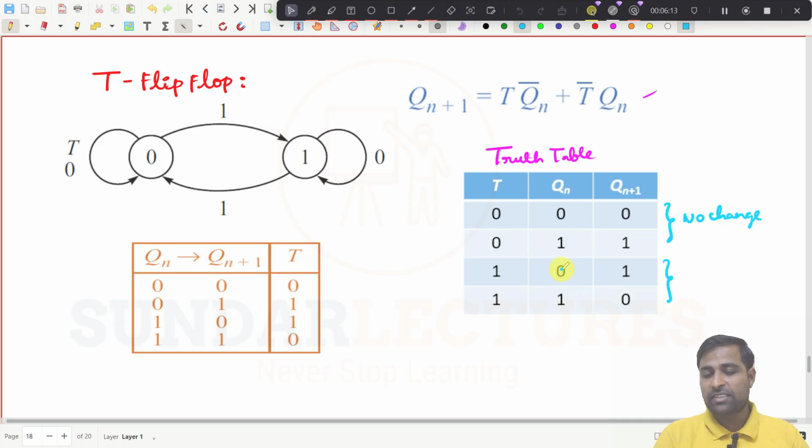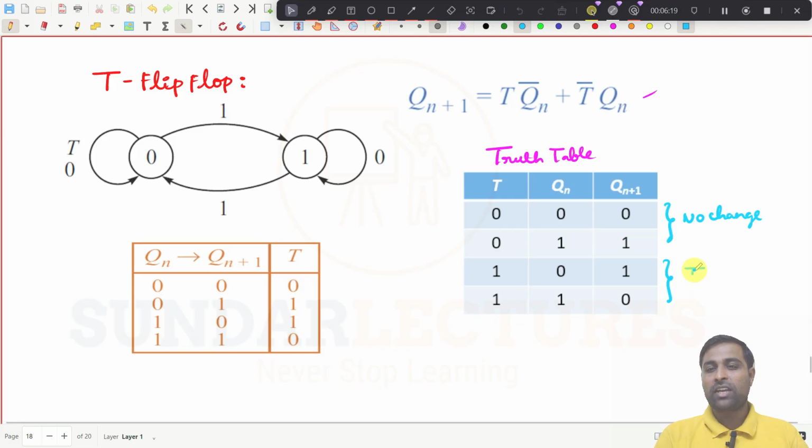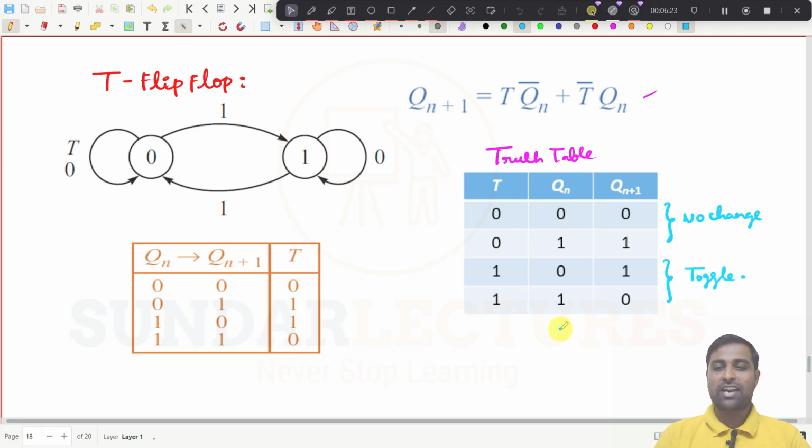And this one is what? If present state is 0, next state will go to 1. If present state is 1, next state will go to 0. What is this condition? This is actually the toggle condition. Only two conditions in T flip flop. One is no change, another one is the toggle condition, right? We know this one already. Anyhow, see here, the same thing we have done here also.